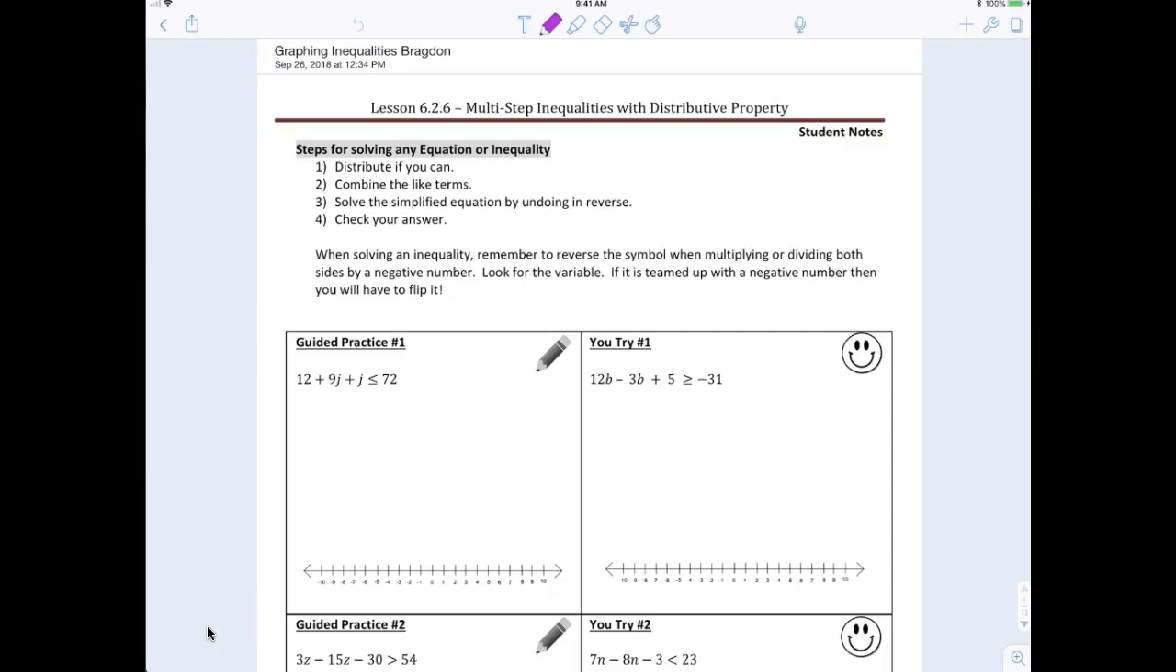I really like this lesson for those of you who have not been perfect at solving equations. All right, this is a review. If you are good at solving equations, you are really good at solving inequalities. There's no difference. All right, so here we go. Listen up.